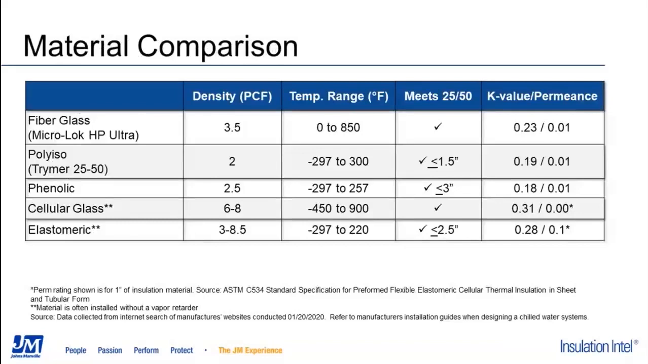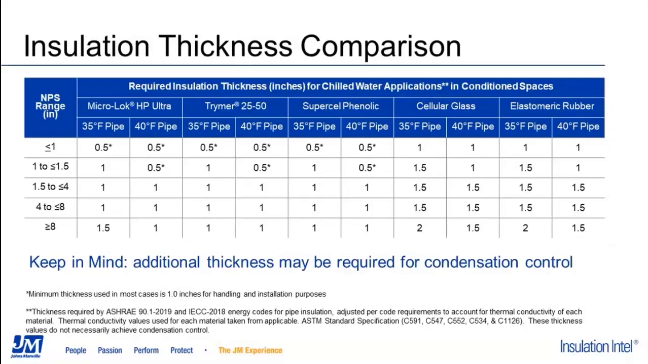It is interesting to note the service temperature ranges of all of these materials. It gives you an idea of what other applications they can be used on outside of chilled water systems. Also, the last column here is a nice summary of the K values and perm ratings that we just reviewed in all of the prior slides. Again, for all the materials we've covered, for application on a chilled water system, it's critical that proper thickness and vapor retarder integrity are accounted for.